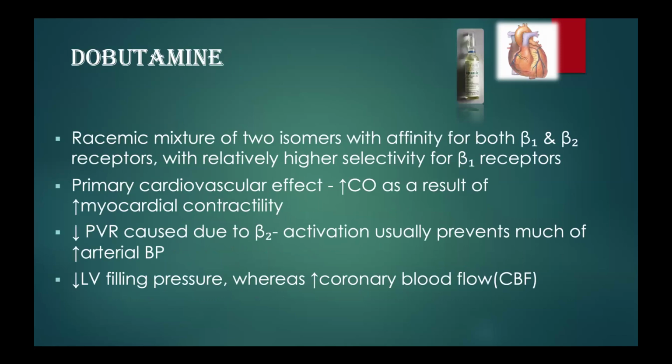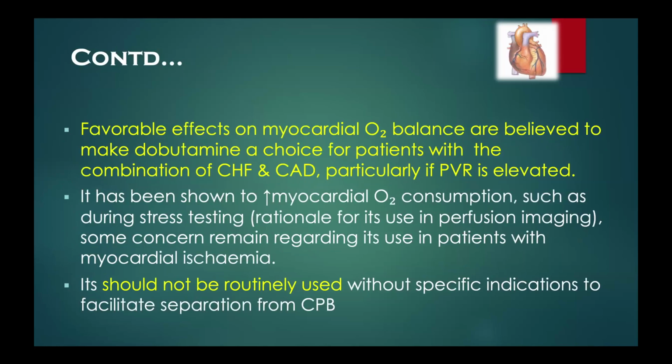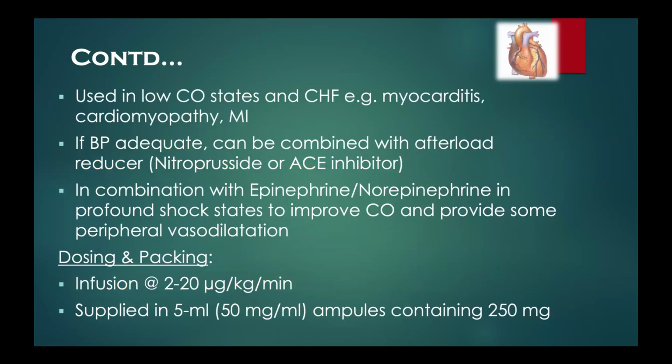Now we come to dobutamine, a racemic mixture of two isomers acting on both beta 1 and beta 2 receptors. Its primary cardiovascular effect is that it increases the cardiac output and reduces the PVR caused by beta 2 activation, which usually prevents much of the increased arterial blood pressure. I will be coming to that later again. Favorable effects on myocardial oxygen balance are believed to make dobutamine a choice for patients with the combination of congestive heart failure and coronary artery disease, particularly if the PVR is elevated. It should not be routinely used. Why it should not be routinely used, I'll be coming to that again. Dosing is usually 2 to 20 micrograms per kg per minute.